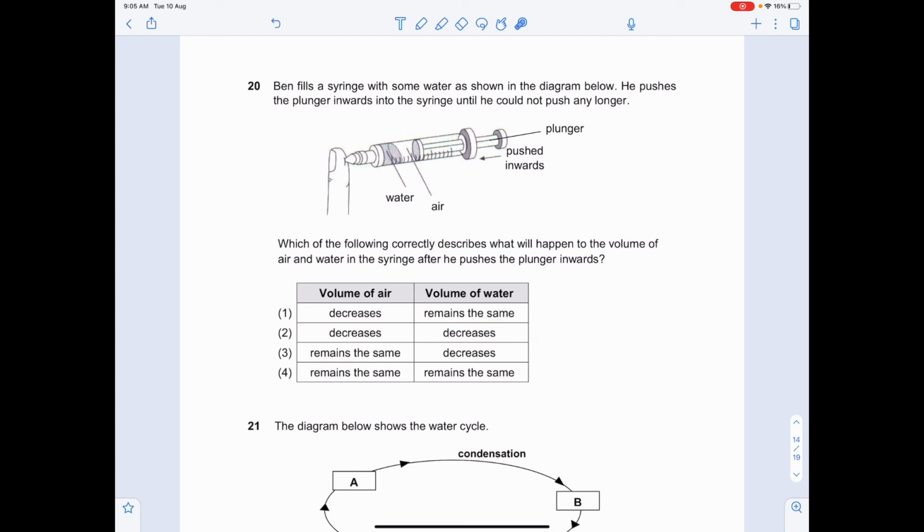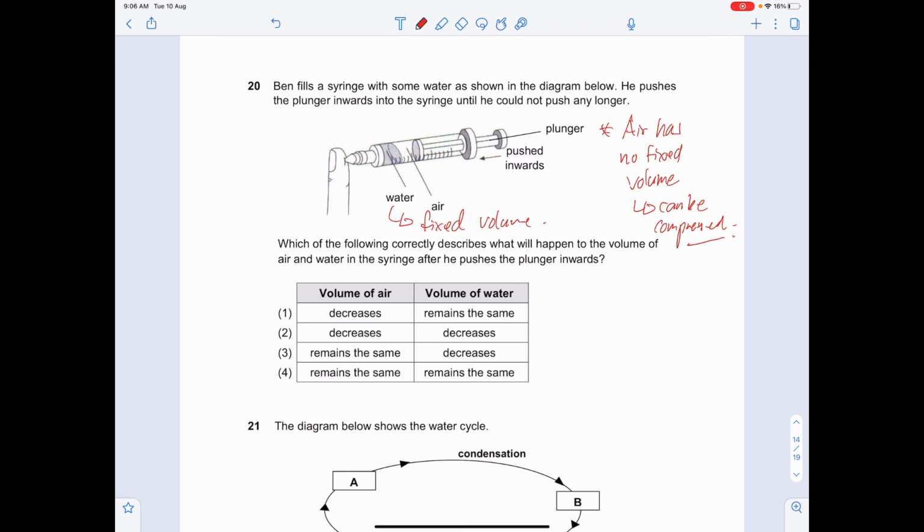So in this case, we need to recall, what are they testing you on? They're testing you on whether or not the matter has a fixed volume. We know that air has no fixed volume, and hence it is able to be compressed. Whereas your water in this case has a fixed volume because it's liquid and it cannot be compressed.